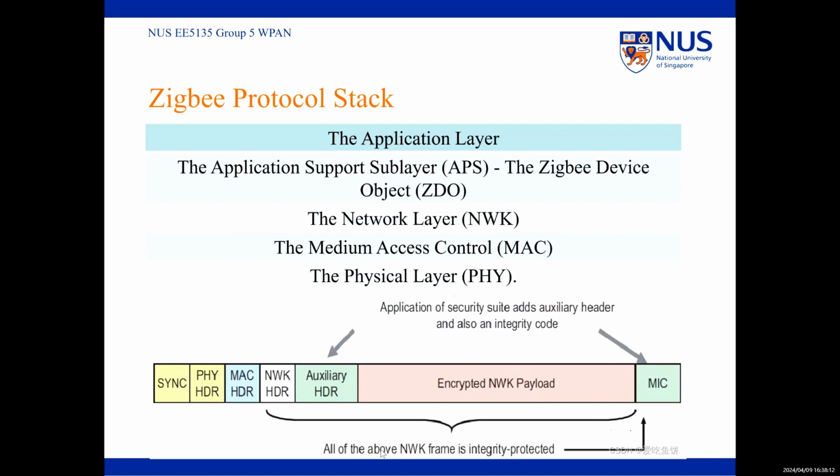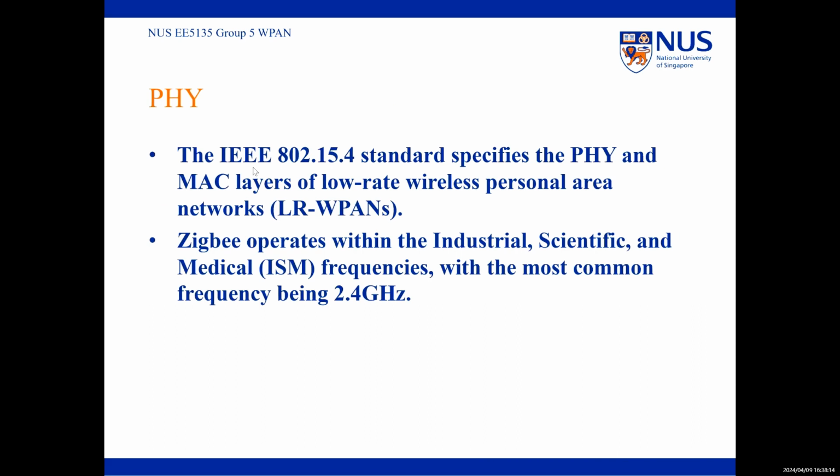Next, I will introduce these layers one by one. For the physical layer, it uses the standard of IEEE 802.15.4, and ZigBee operates within the ISM frequencies. It usually uses the frequency at 2.4 GHz.